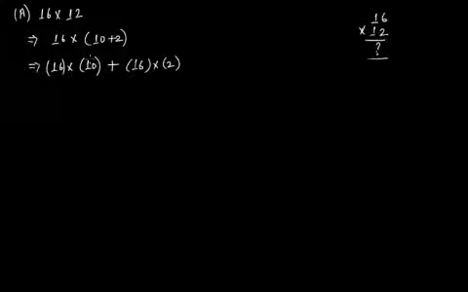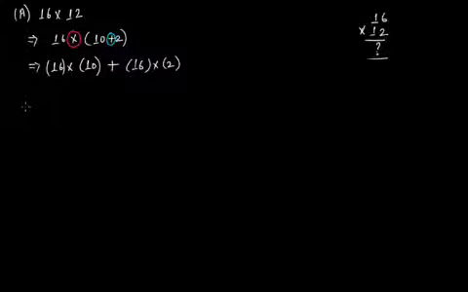Pause and think over it. Now this is the distributive property of multiplication over addition. This is multiplication, we are distributing it over addition, and that's why we got this one. So this is the distributive property.